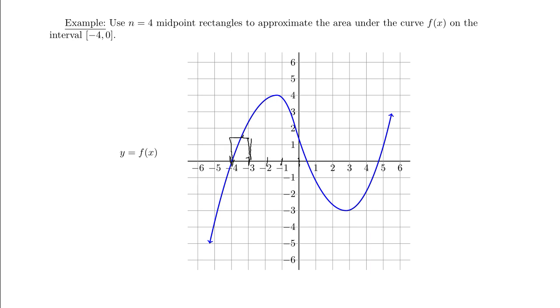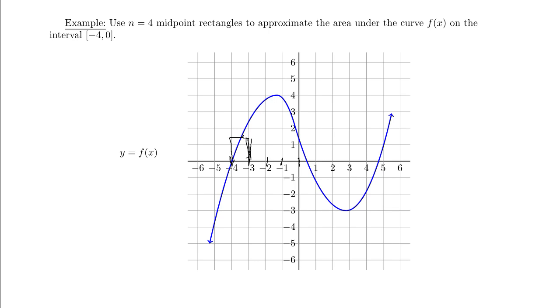And notice our rectangle still has the same base length. So I use the middle point, but I extend my rectangle to the left and to the right by half a unit, so that I still end up with a rectangle with base 1. So it's still on the subinterval -4 to -3, but its height is determined by that midpoint's y value.